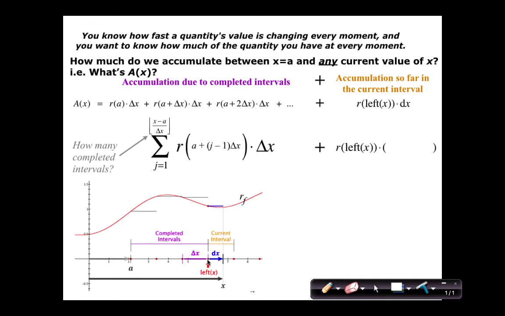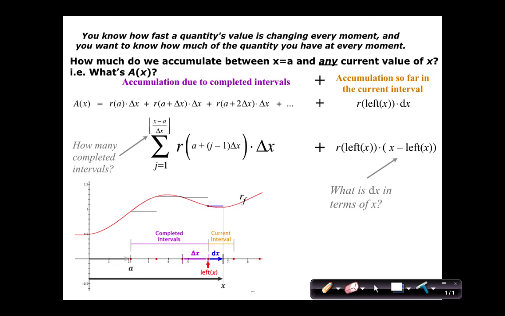It's that 3 in the case of that last problem, that a plus 3 delta x. But we want to go past all of the full intervals to the beginning of this current interval. That's what left of x does for us. And how long do I use it for? Well, how far is x from left of x? Just subtract.